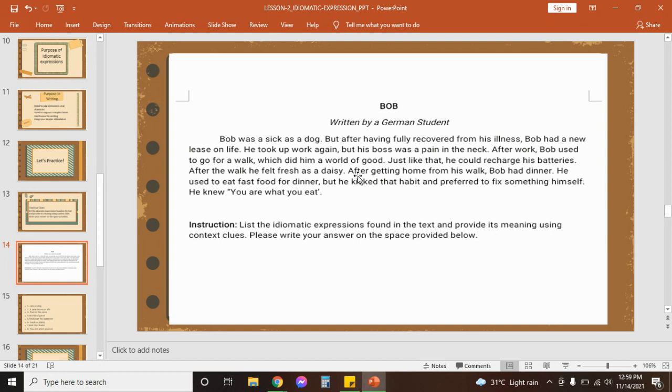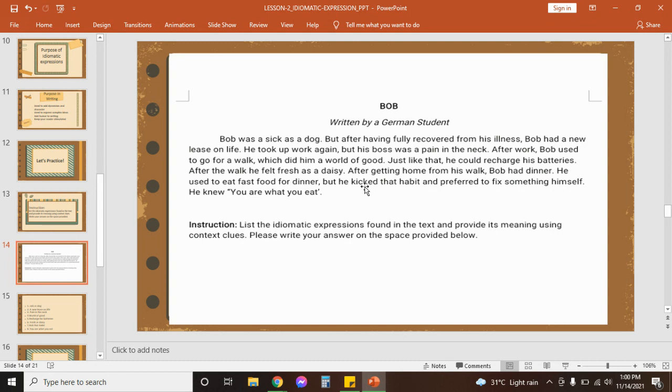I think eight, seven. Okay, can you read it? After getting home from his walk, Bob had dinner. He used to eat fast food for dinner, but he kicked that habit and preferred to fix something himself. What do you think here is the idiomatic expression? He kicked that habit. Okay, very good.